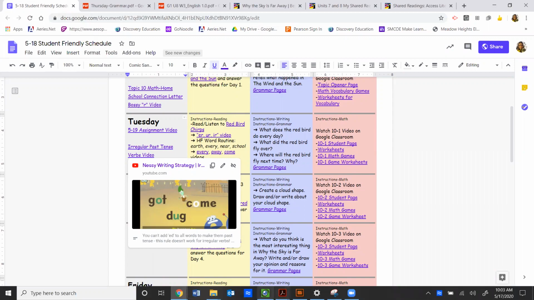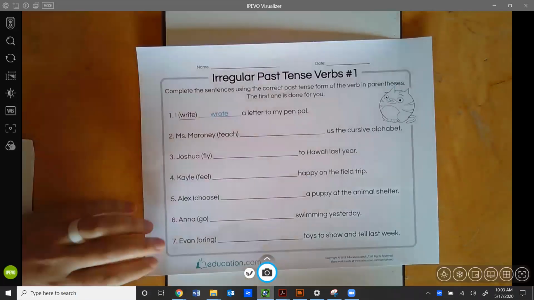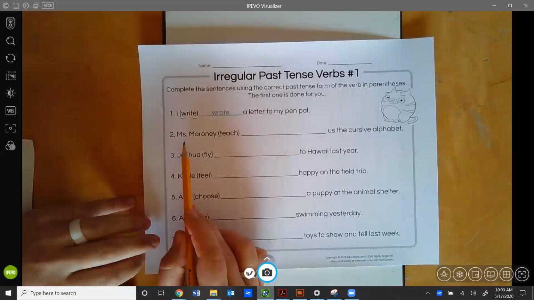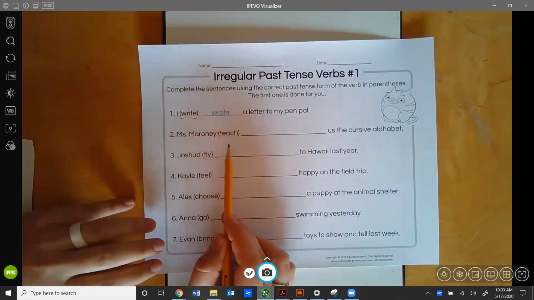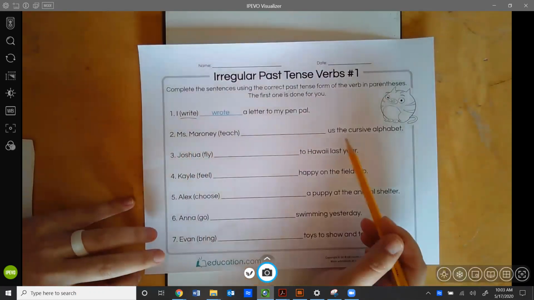Okay, now let's go back and I'm just going to read these sentences to you. Number 2, Miss Maroney teach, figure out what the irregular past tense version is of this word. Us the cursive alphabet.